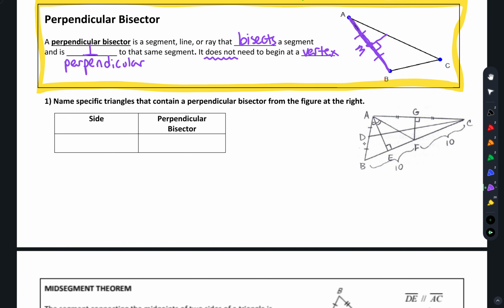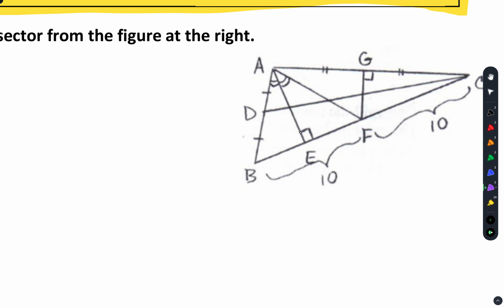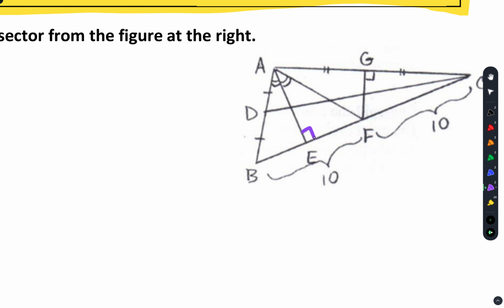So if I'm looking at number 1, name a specific triangle that contains, this one is name a side and then name its perpendicular bisector. I have to look for 2 things. I have to look for a right angle, and I have to look for 2 pieces of a side that are congruent. Well, I look at this right angle right here, and I don't know that BE and EF are congruent. So I'm going to move away from there.